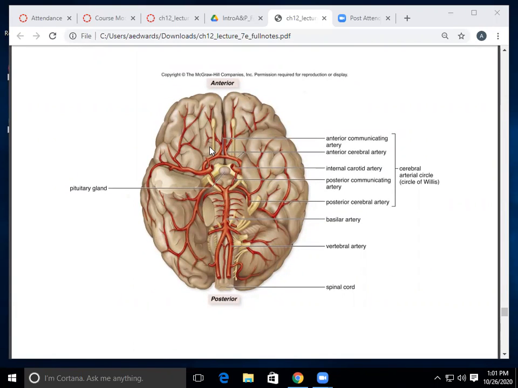All right, so this region here, this is your circle of Willis. It forms a loop. You have your anterior communicating artery, anterior cerebral arteries, your internal carotid arteries, your posterior communicating arteries, and basilar artery. All these are feeding in to form the circle of Willis. It equalizes arterial blood flow to the brain.